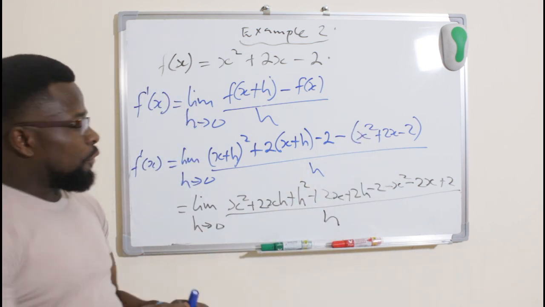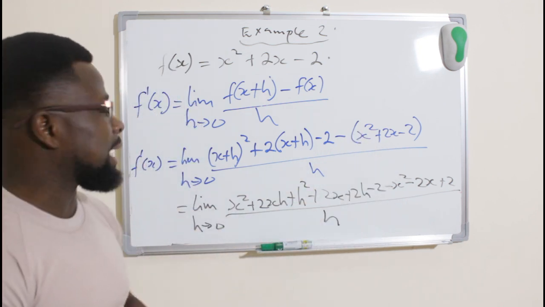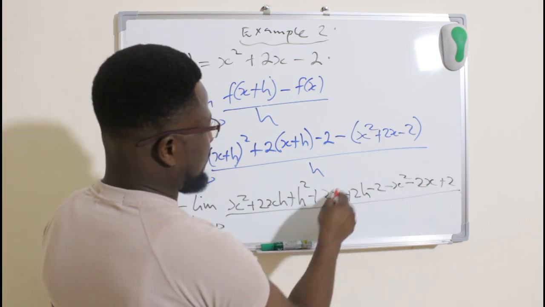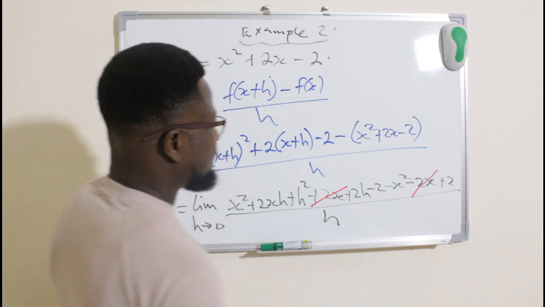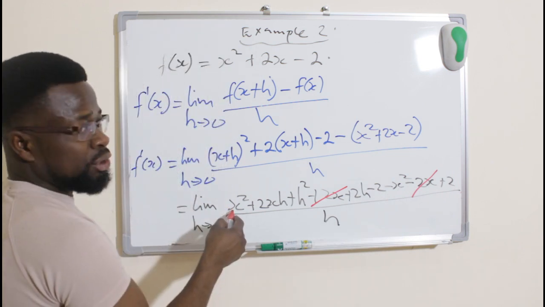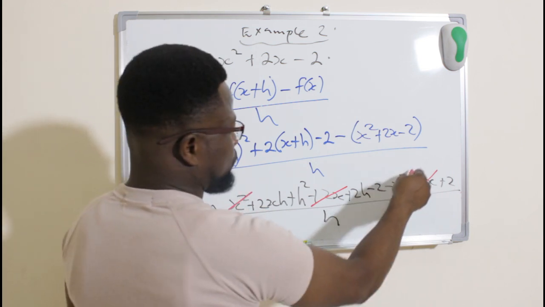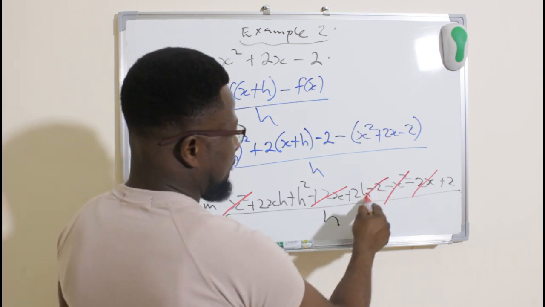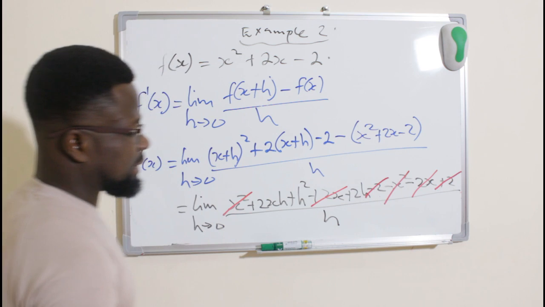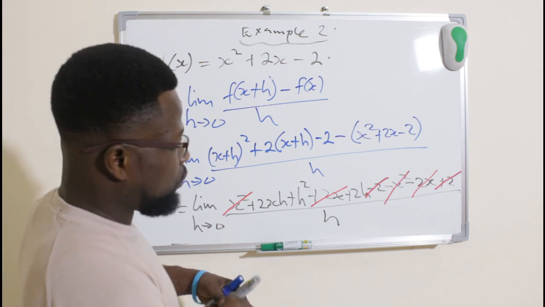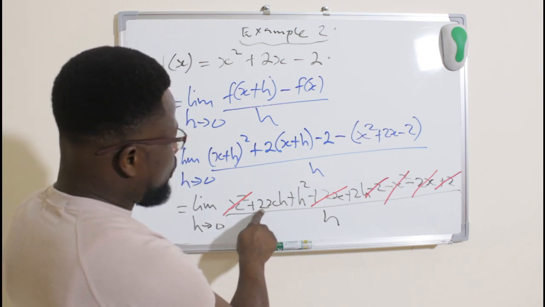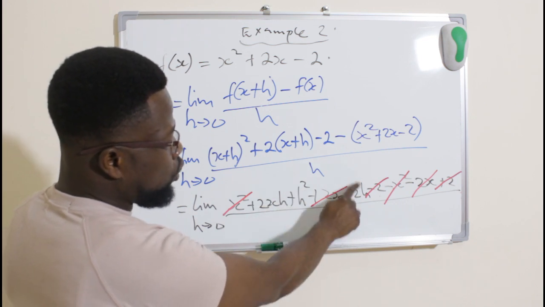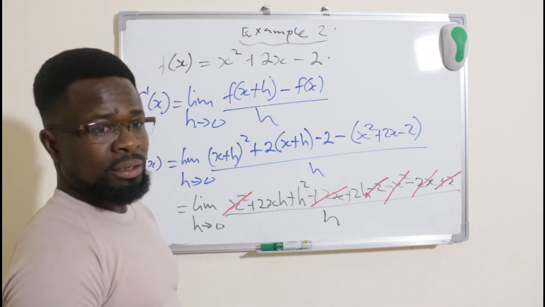Right, now let's look for like terms or common ones that we can cancel out. We can see there is positive 2x here, there is negative 2x. So these cancel out. There is x squared, there is negative x squared, they will cancel out. There is negative 2 here, and there is positive 2, cancelled out. What are we left with? We are left with 2xh plus h squared plus 2h. That is what we are left with.